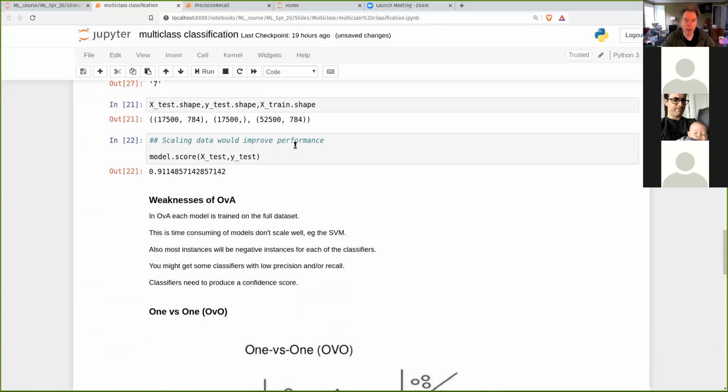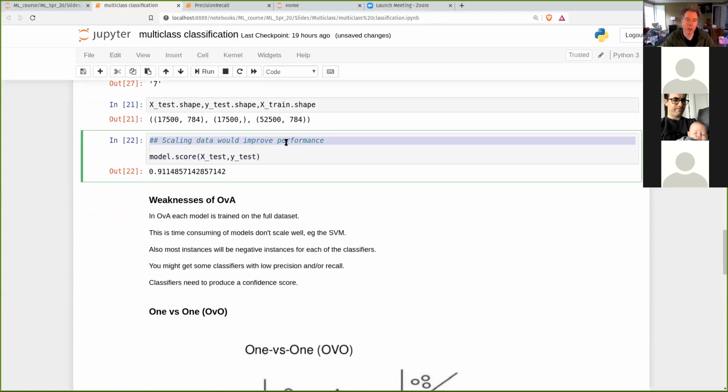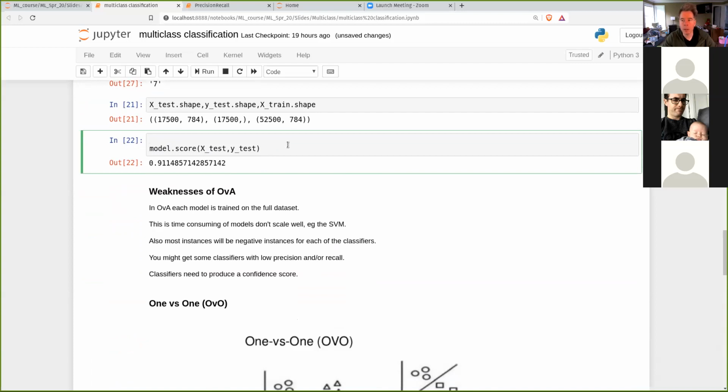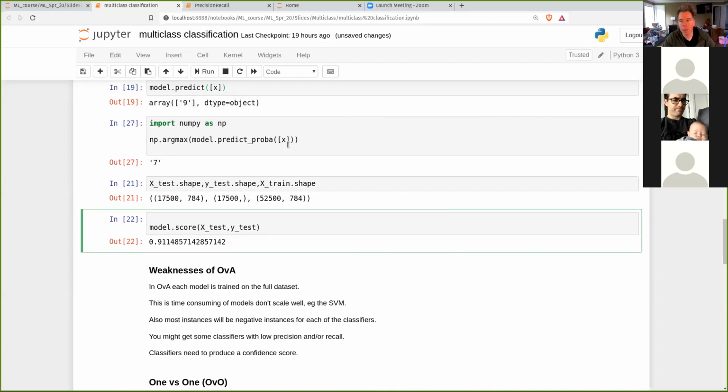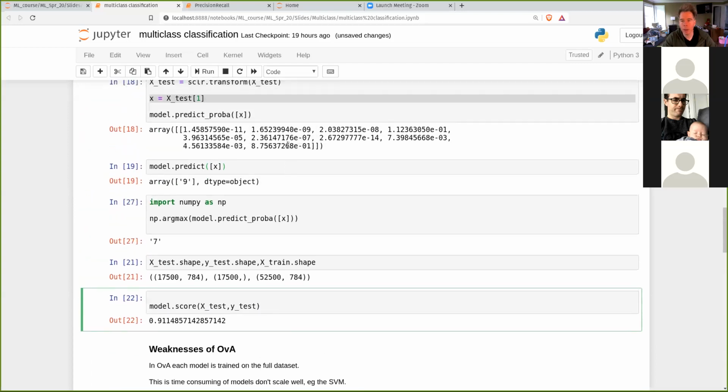And if you look at the performance, I actually did scale the data, so I can delete that now. It's 91% accurate, which is pretty impressive because it's not binary classification anymore. Each time it makes a prediction, it's saying which number it is. So to do that correctly 90% of the time is pretty impressive.